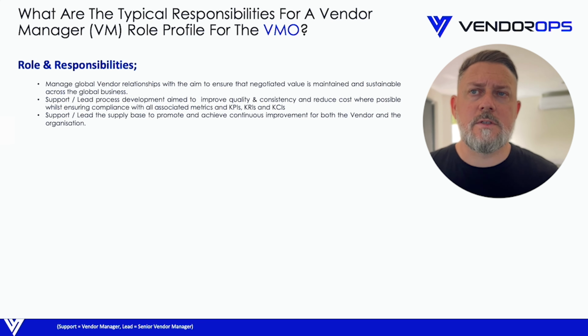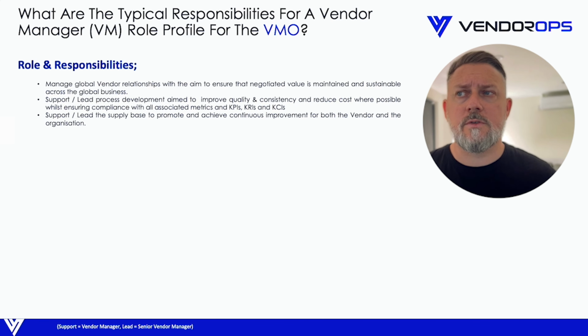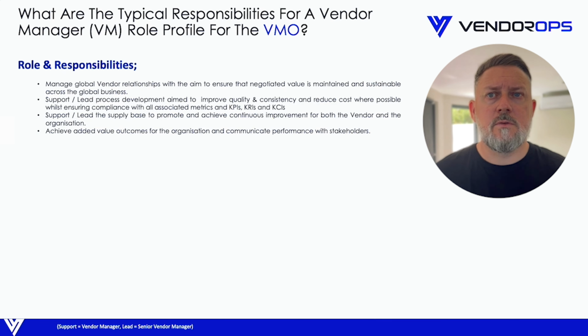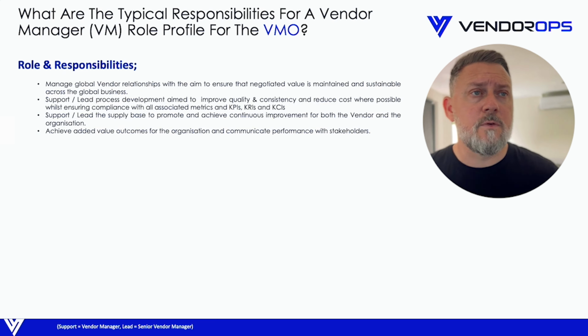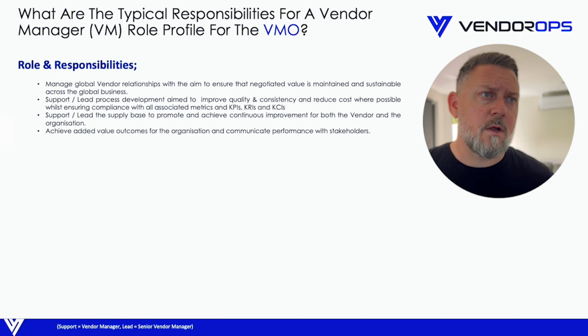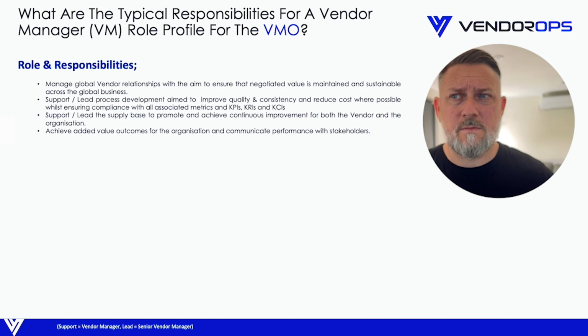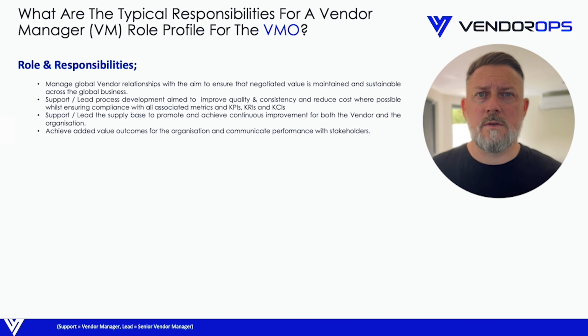Look at the supply base to promote and achieve continuous improvement. So I mentioned that again, making sure those processes are being continually improved. Look at achieving and adding valuable outcomes to the organisation. So communicating performance with stakeholders. What does performance look like? Are they performing? Are vendors performing or not? Are the buying organisation performing? So is the vendor doing everything you're contractually committed to? But in equal measure, is the company that you're going to be working for doing their side of the deal to make sure that those outcomes are recognised?